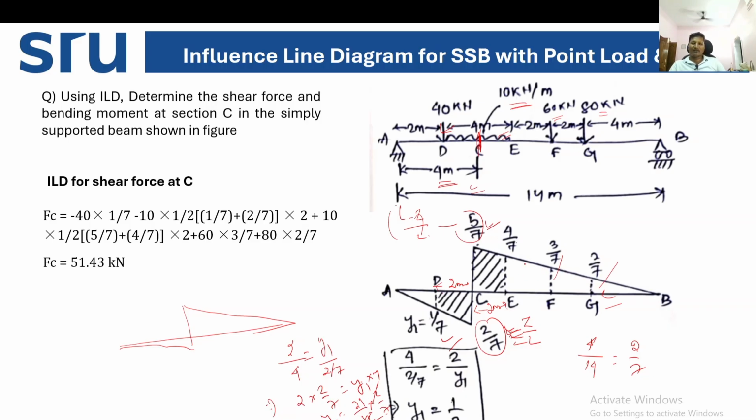Once you have calculated the ordinates, it will be easy for us to calculate the shear force at point C. What is the formula? Formula is load into area under the load, or the ordinate under the load. If it is a UDL, we consider the area under the load. If it is a point load, then we have to consider the ordinate under the load.